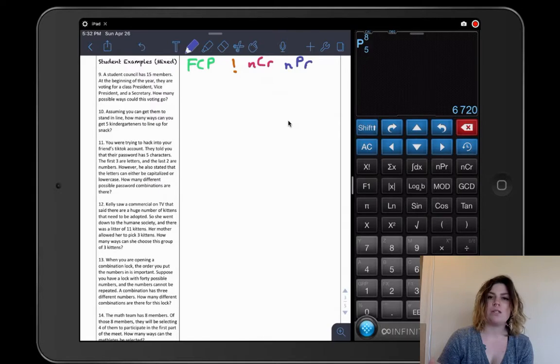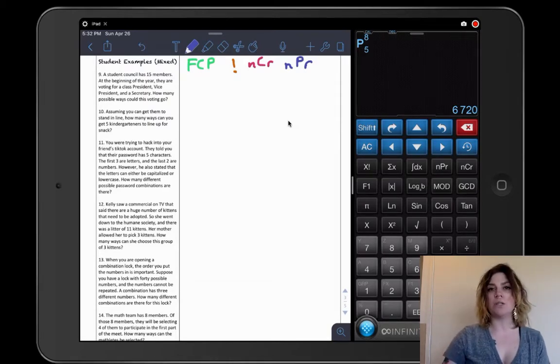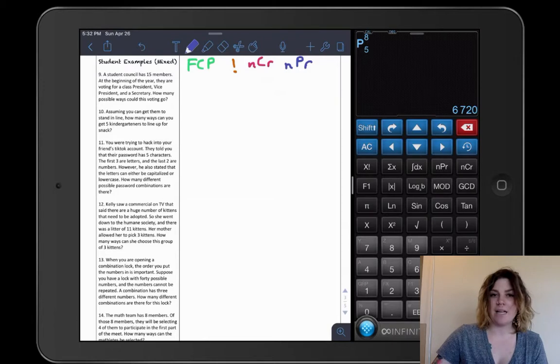So is it you're taking a smaller group from a bigger group, and it does matter what order they are lining up in or what order you take them in, or maybe they have a different title like president or vice president rather than just being equal leaders together. Okay, so pause and then check back at what counting principle you're going to use for each question.